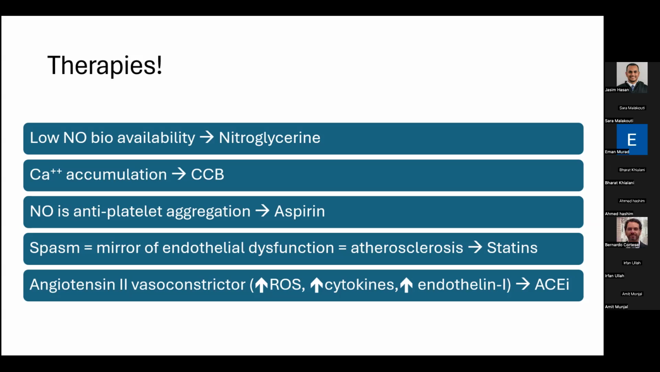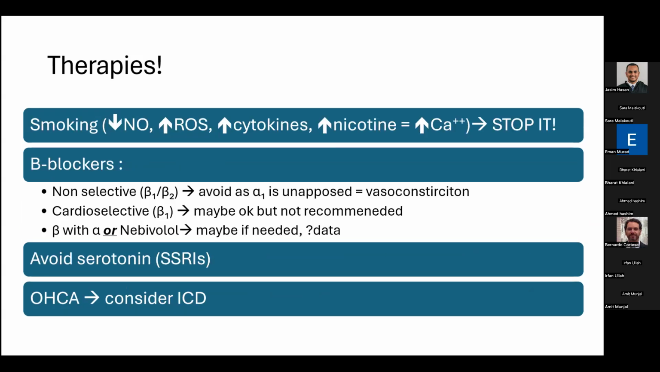So for now, it's not a class A, but the cornerstone is nitroglycerin, calcium channel blockers, and most importantly, stopping smoking. Smoking is the cornerstone here. It is the provocative factor in real life, and people feel much better after stopping smoking. I'm not sure about passive smoking. I tried to look it up, I couldn't find anything good.